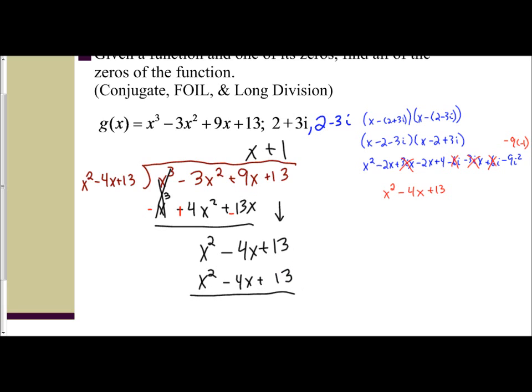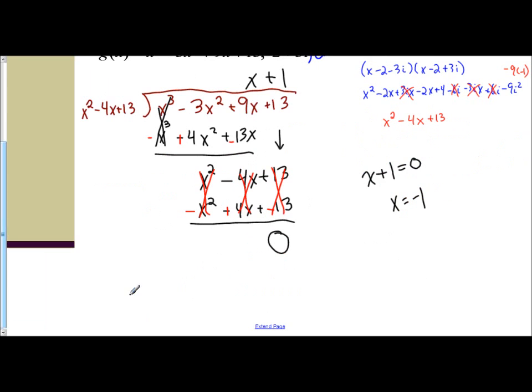Since we're subtracting, change all the signs. The positive becomes negative, the negative becomes positive, the positive becomes negative. X squared minus x squared is 0. Negative 4x plus 4x is 0. 13 minus 13 is 0. So our remainder is 0, which is good. So x plus 1 is the factor that remains. Set it equal to 0. X is negative 1.